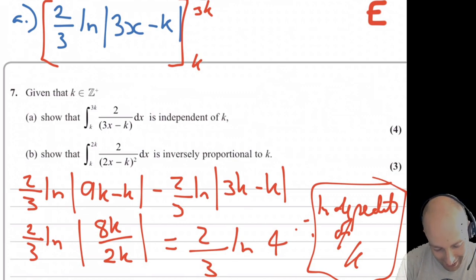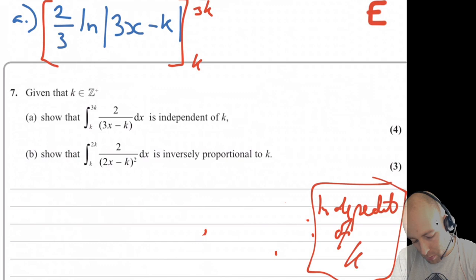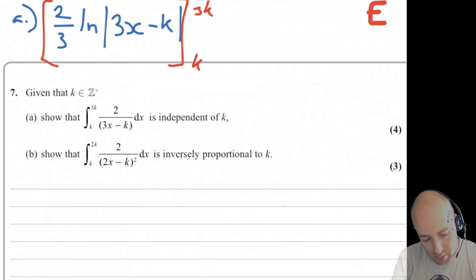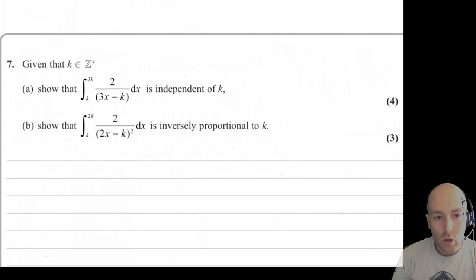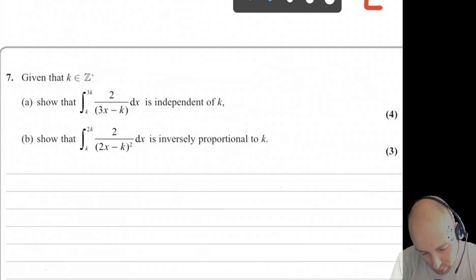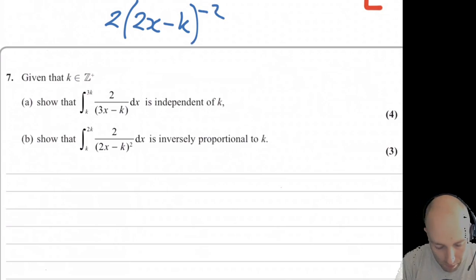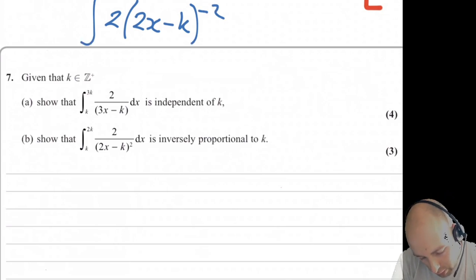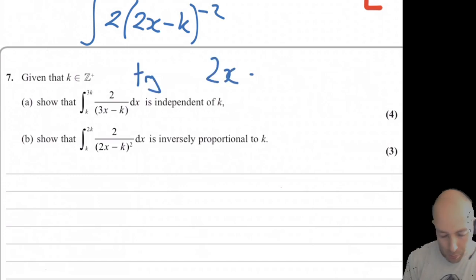Okay, next one. So inversely proportional to k. We're expecting to get k on the bottom of a fraction for that to be true. So to integrate this, we're going to rewrite it as 2 lots of 2x minus k to the power minus 2, because we can't use lns for this because ln is only for when you've got power 1. So to integrate this, we're going to try 2x take k to the power minus 1, because the power goes up when you integrate.